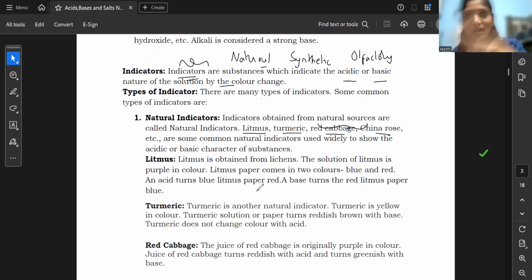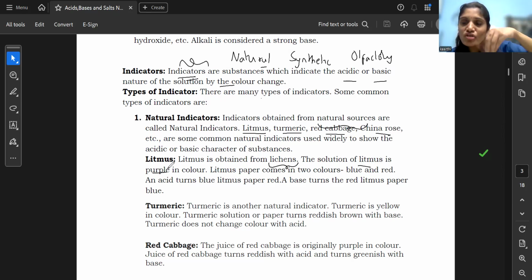There we will see what color change it shows in acid and what color change it shows in base, and naturally what its color is. All those things we'll see in the table. Here we'll quickly see what the natural indicators are. Litmus is obtained from where? Lichens. Okay, lichens. And the solution of litmus is purple in color.